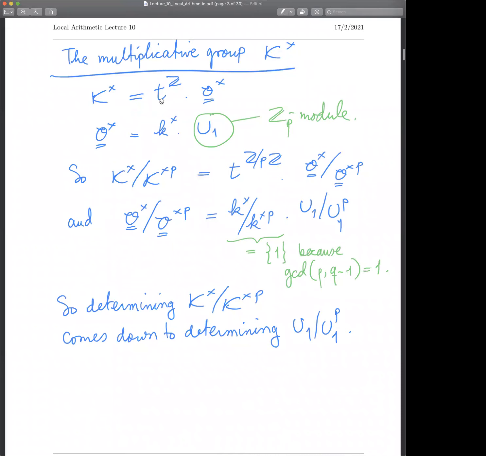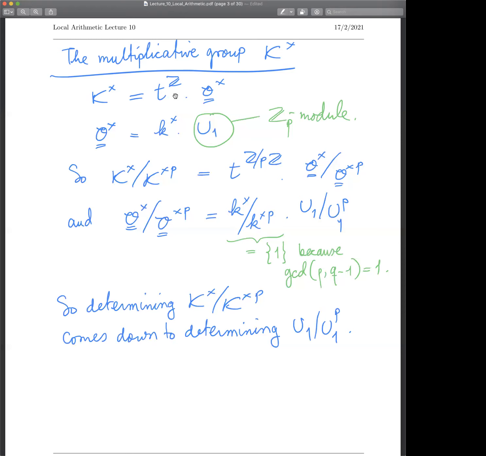So it has two subgroups. The subgroup generated by T, I'm calling it T to the power Z, and this subgroup of units O star. Of course, the intersection of these two is trivial, and together they generate the whole of K star. So in the additive notation, we would have said that K star is the direct sum of these two submodules or subgroups. And here the notation is multiplicative, but that's exactly what is happening here.